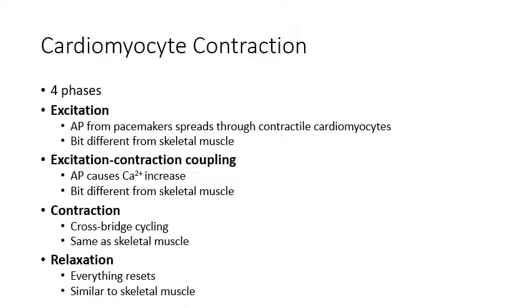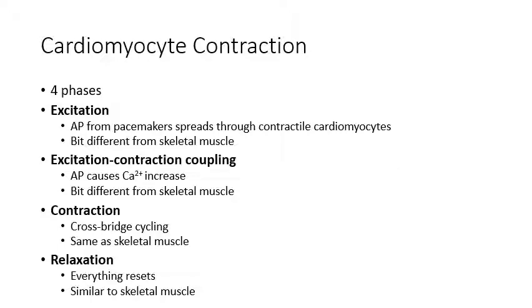So those action potentials in the pacemakers are ultimately going to be distributed to the regular cardiomyocytes, which will have action potentials of their own and contract. Cardiomyocytes contract pretty similarly to how skeletal muscle cells contract. So we won't go through the nitty-gritty details of how that works because we went over it in AMP1 already. I'll just summarize where some of the differences from skeletal muscle contraction are for cardiomyocyte contraction.